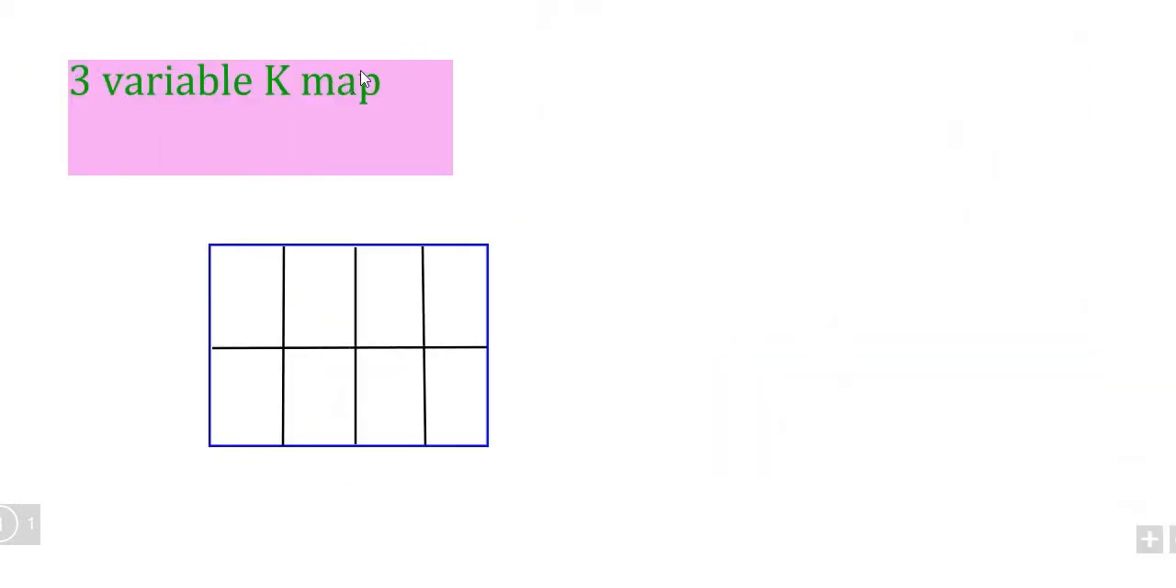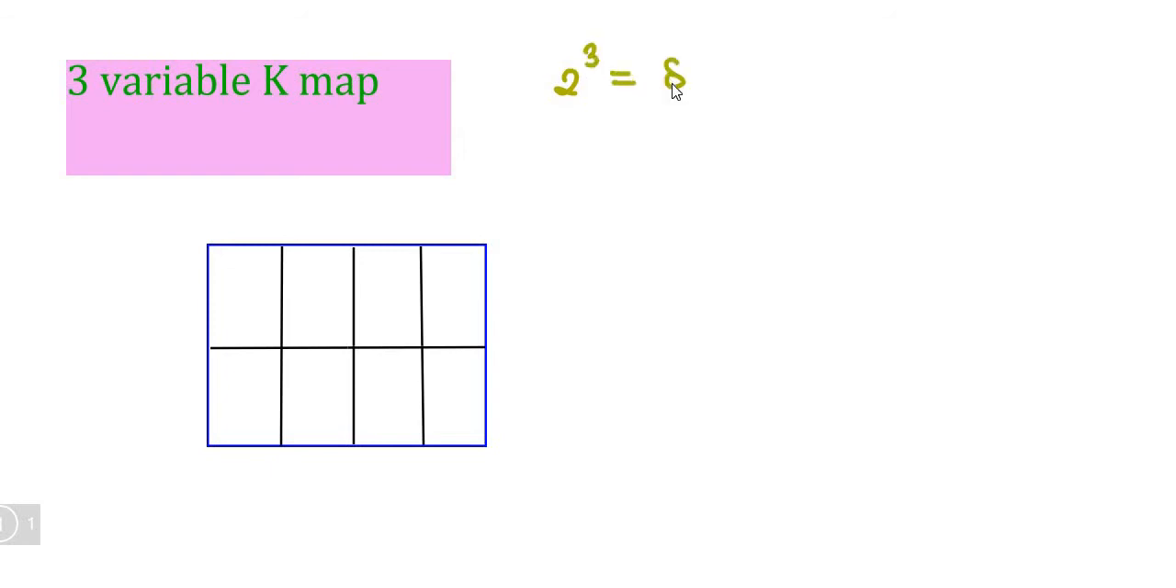Similarly, if I have a 3-variable K-map, then the number of cells becomes 2 power 3, which is 8. Now suppose I have 3 variables A, B and C. Then I can write AB here and C here. Now AB can have 00, then I change this bit. It becomes 01, I change this bit, it becomes 11, and I change this bit, 10. While C has only 1 bit, so 0 will become 1.